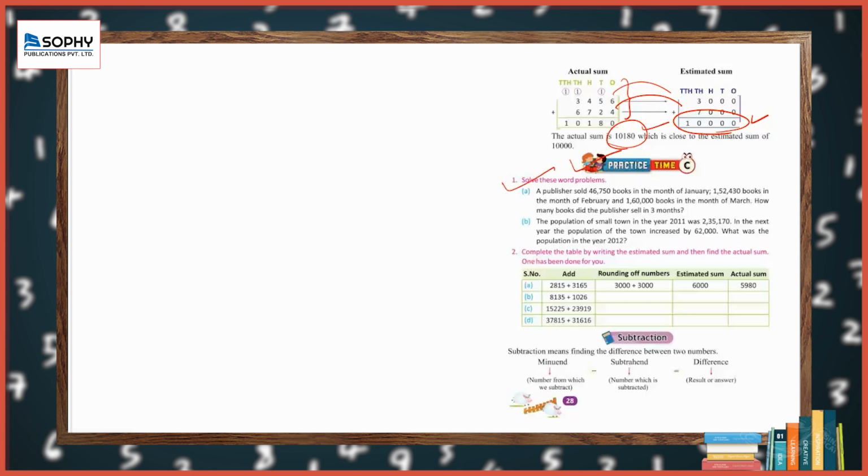See, students, in the first part, we are told that a publisher sold this many books in the month of January, this many books in the month of February, and these in the month of March. How many books did he sell in all? What we'll do, students, we will add all the terms. So when you add all the terms, that is 46,750 plus 1,52,430 plus 1,60,000, the answer we get, very good, students, is 3,59,180.